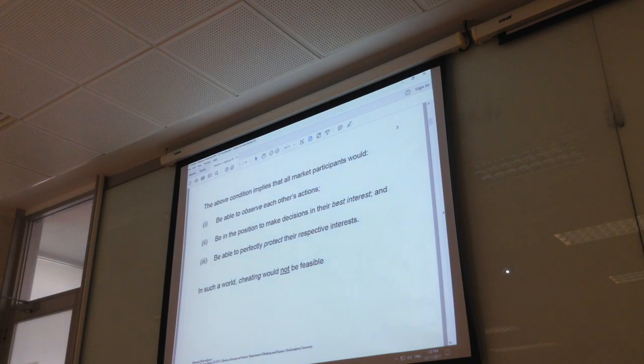The implication of perfect information is that everybody would be able to observe each other's move or action. I know what action you would take, what price you would want, either on the buy side or sell side. If you're on the buy side, you would not pay any more than 100, I know that. So all of us would be in a position to make decisions in our own best interest, and therefore perfectly protect ourselves. In such a world, you can't cheat me, I cannot cheat you.